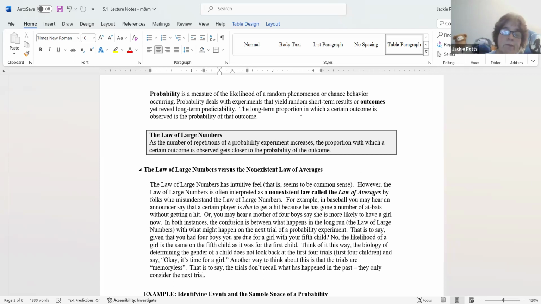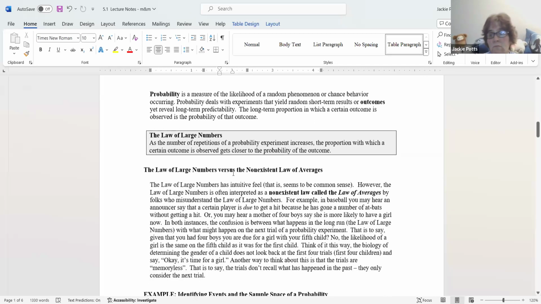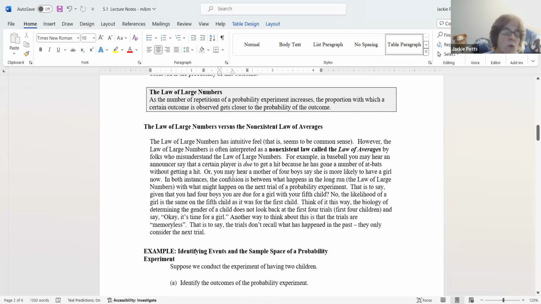So, random process, we've heard that. Scenarios where the outcome of a trial is unknown, but we have an idea what should happen.